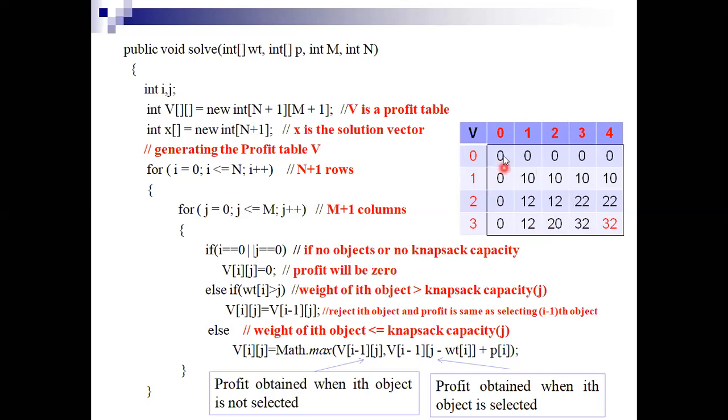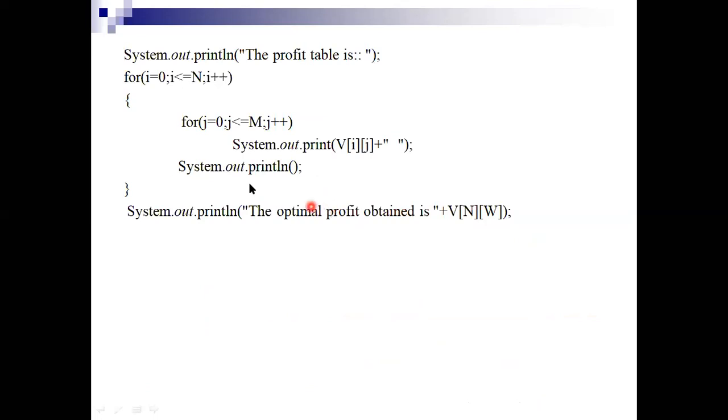So how many times will it execute? 5, 10, 15, 20 times. It will just execute and fill it. So once this filling is done, I will print the table. Something like this you can see. Printing the profit table is again for i equals 0, i less than or equal to n, i plus plus; for j equals 0, j less than or equal to m, j plus plus; System.out.println V of i j.